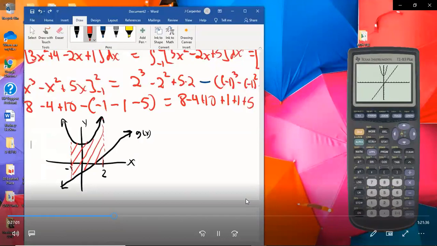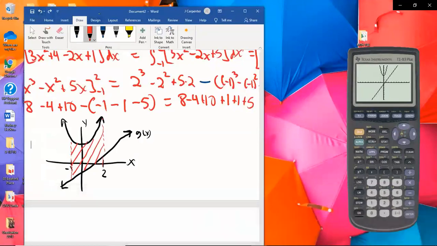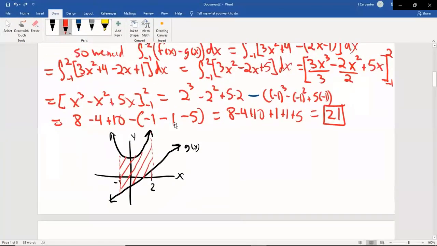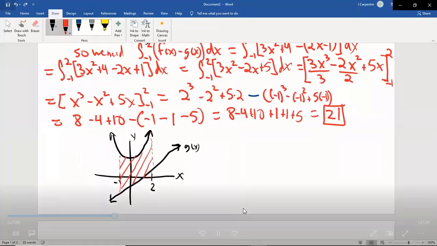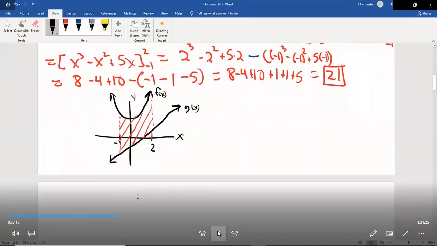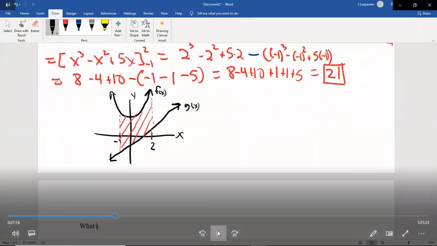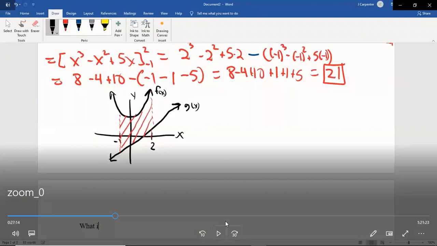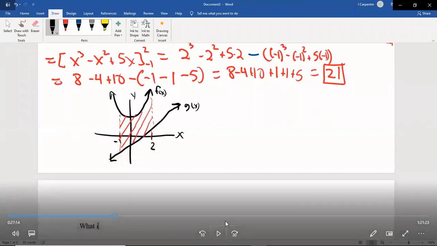All right, so now that we've seen pictures and we've affirmed our thoughts, and I forgot to write f of x up here, that's okay. What if you weren't allowed a calculator? We'll talk about that when we come back.